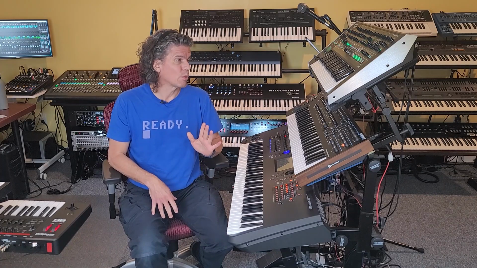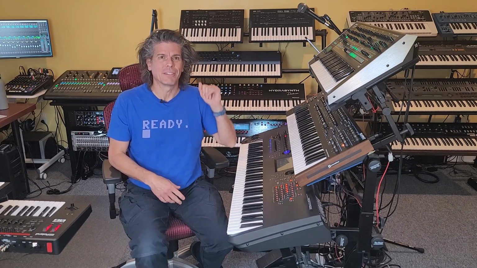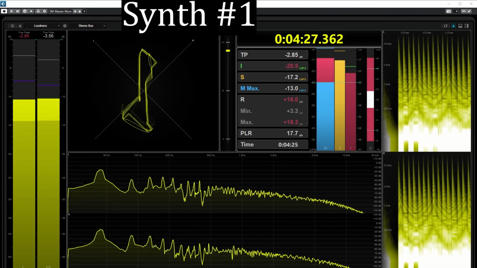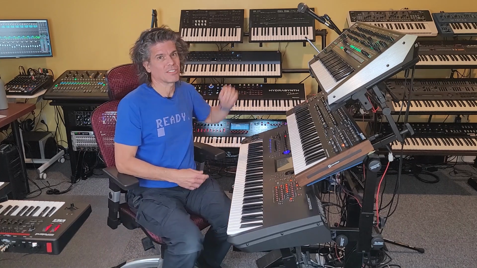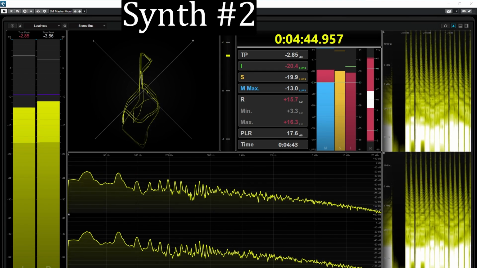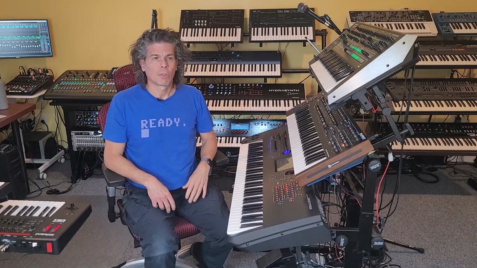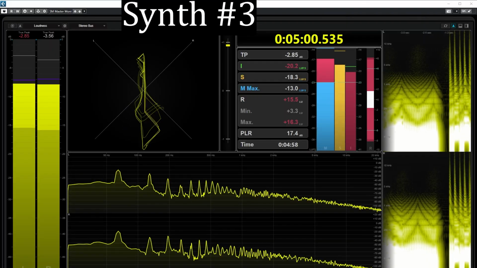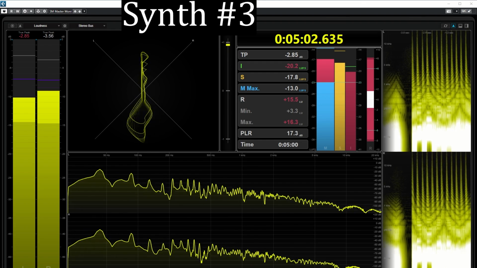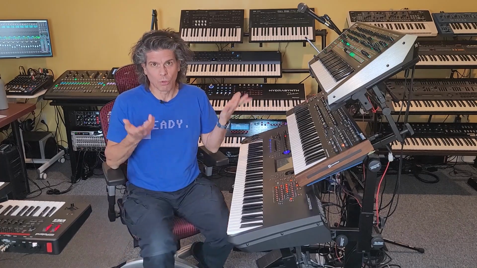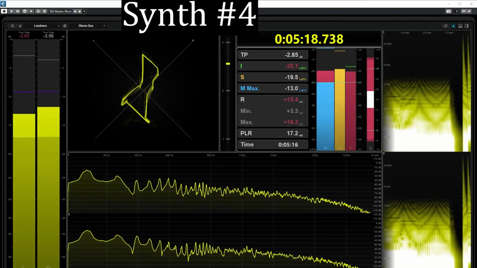All right, the first one was the System-8. The second one was the Fantom-6. The third one was the Juno-106. And that means the last one was the Roland Cloud VST.